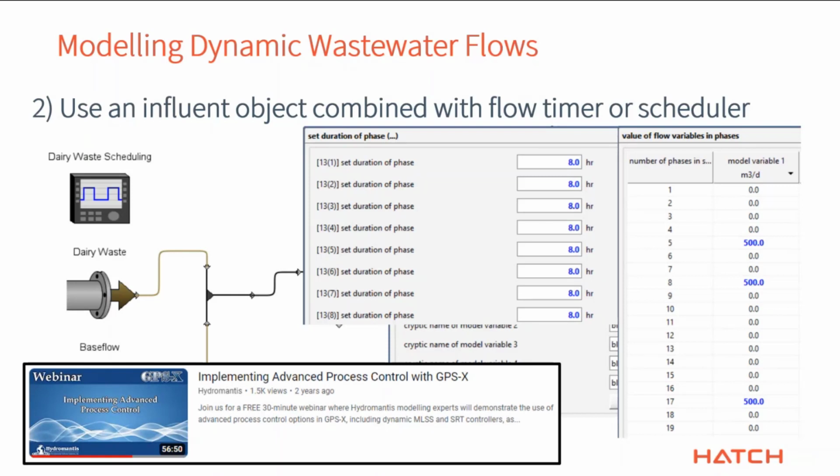Using the scheduler or the flow timer or any one of these other control units is actually covered in great detail in one of our other webinars from a couple of years ago, Advanced Process Control with GPSX. So pop over to the YouTube channel and take a look at that.